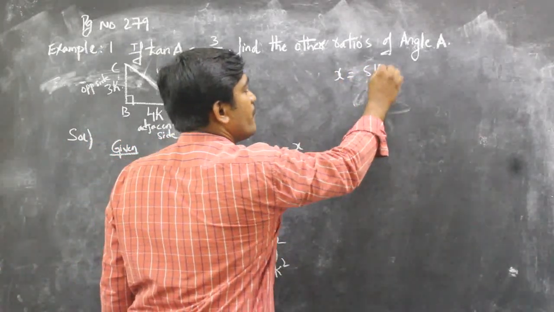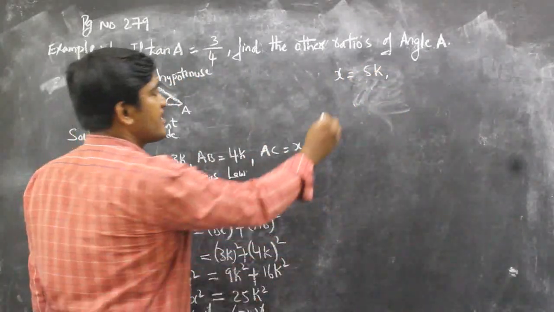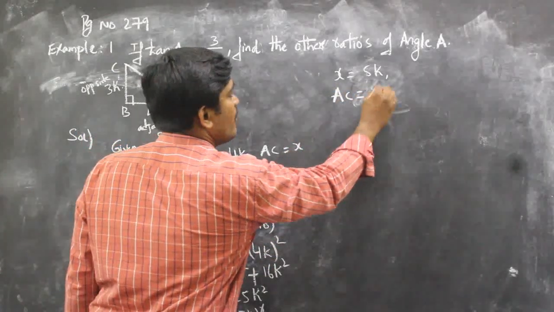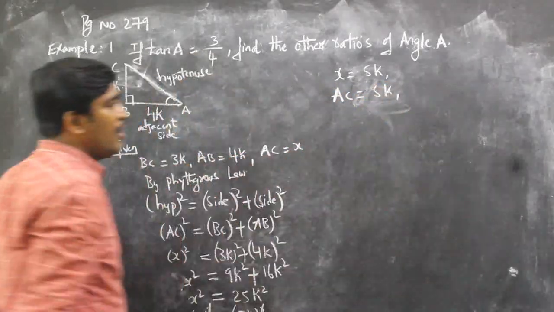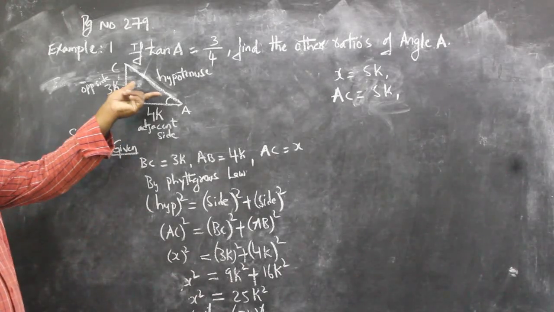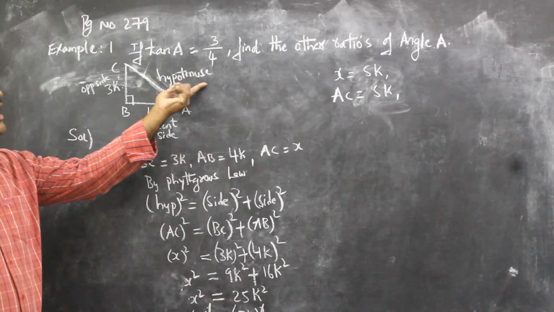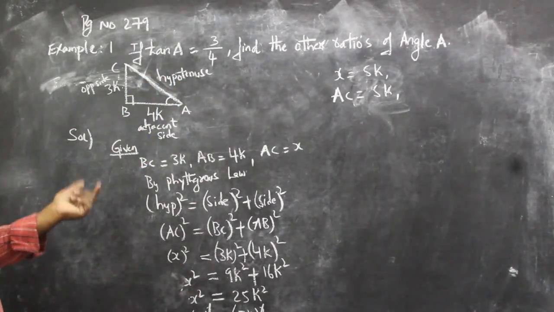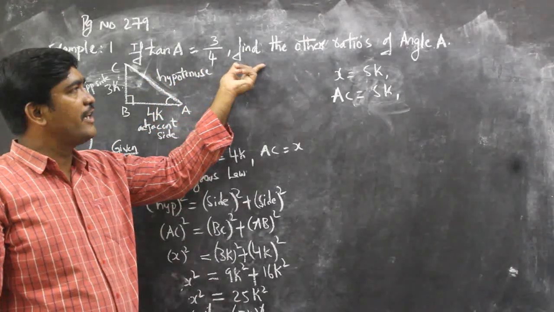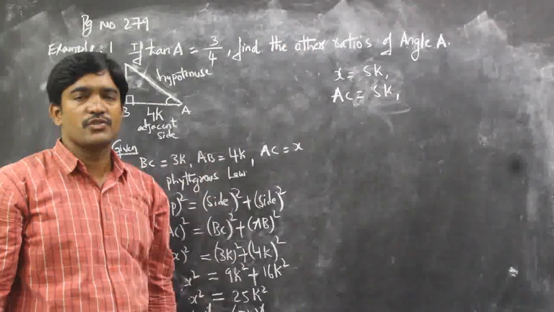X equal to 5k. Now what is this x1? Nothing but AC equal to 5k. Now here I find out the unknown quantity AC as 5k. Now this is nothing but the hypotenuse. Now here what is our problem? We are asked to find the other ratios of angle.